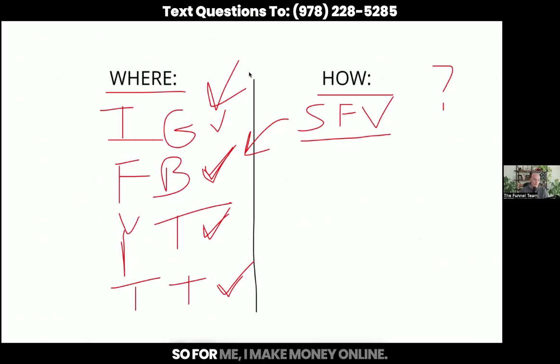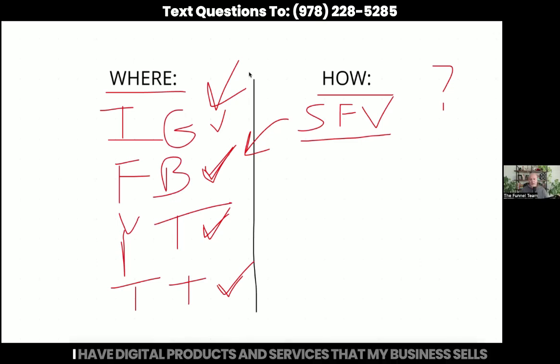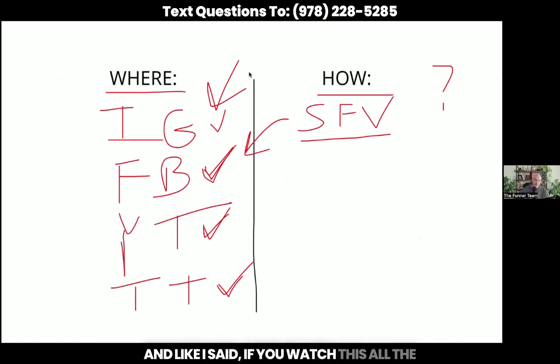Okay. So for me, I make money online. I have digital products and services that my business sells, and I make videos and I tell people about that. And like I said, if you watch this all the way till the end, I'll literally show you my exact process. And I'm going to show you something, and this is going to tie directly into what we're talking about here with short form videos.